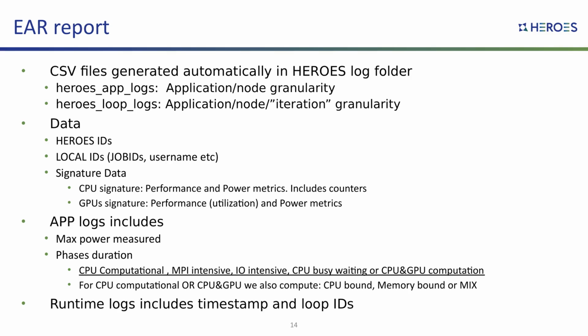To make the decision module's work easier, the HEROES plugin already includes the accumulated time in the application phases differentiated by EAR. EAR differentiates the following phases: computational, MPI intensive, I/O intensive, CPU busy waiting periods, and applications using CPU and GPU.